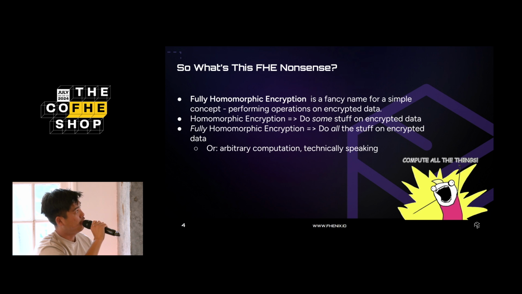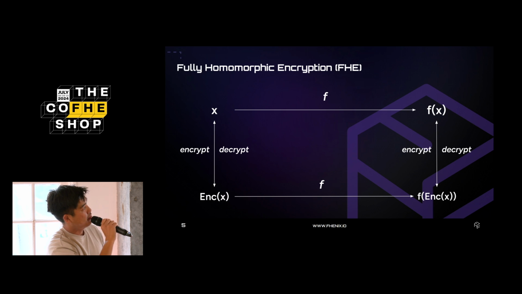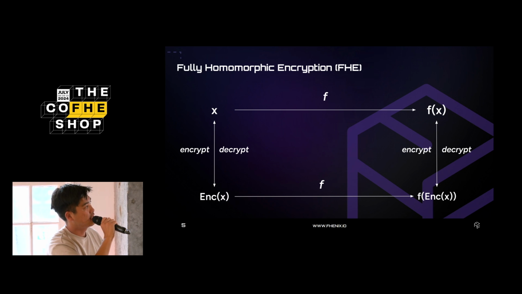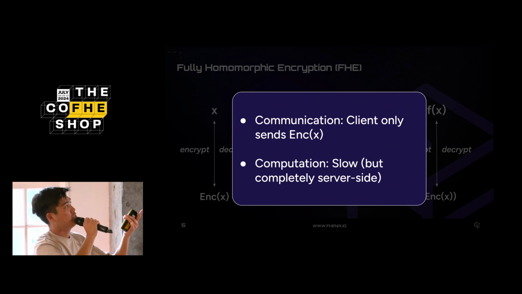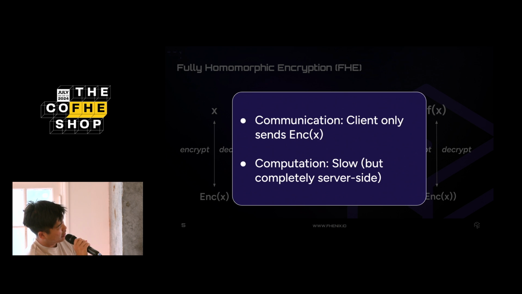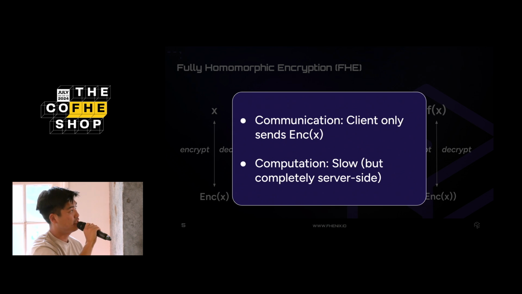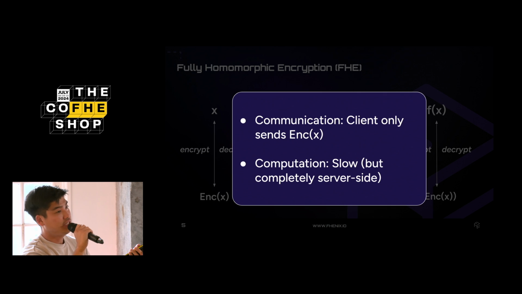And so fully homomorphic encryption is the option to do this over and over again, to do arbitrary computation. Traditionally, to run a function on private inputs, you would have to decrypt and run it. But in this case, you can do the encryption locally on the client side and then send this encrypted function. It is slow, but at least it's completely server side. So the server itself doesn't get access to the information when it's doing the necessary operation.